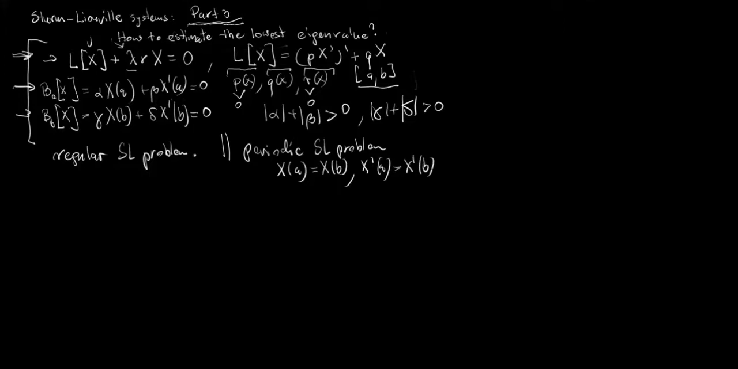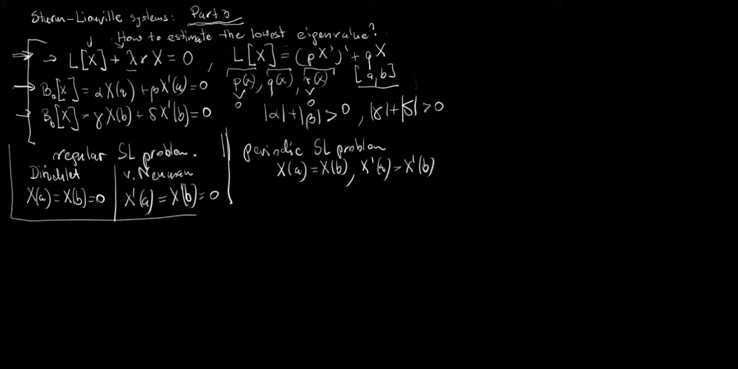In the regular case, we have particular subcases. One of them is just when the boundary conditions are of the Dirichlet type, when simply x of a is equal x of b is equal 0. Another particular case here is von Neumann case, where x prime of a is equal x prime of b is equal 0. So anyhow, these are the regular Sturm-Liouville problem. This is a periodic Sturm-Liouville problem.